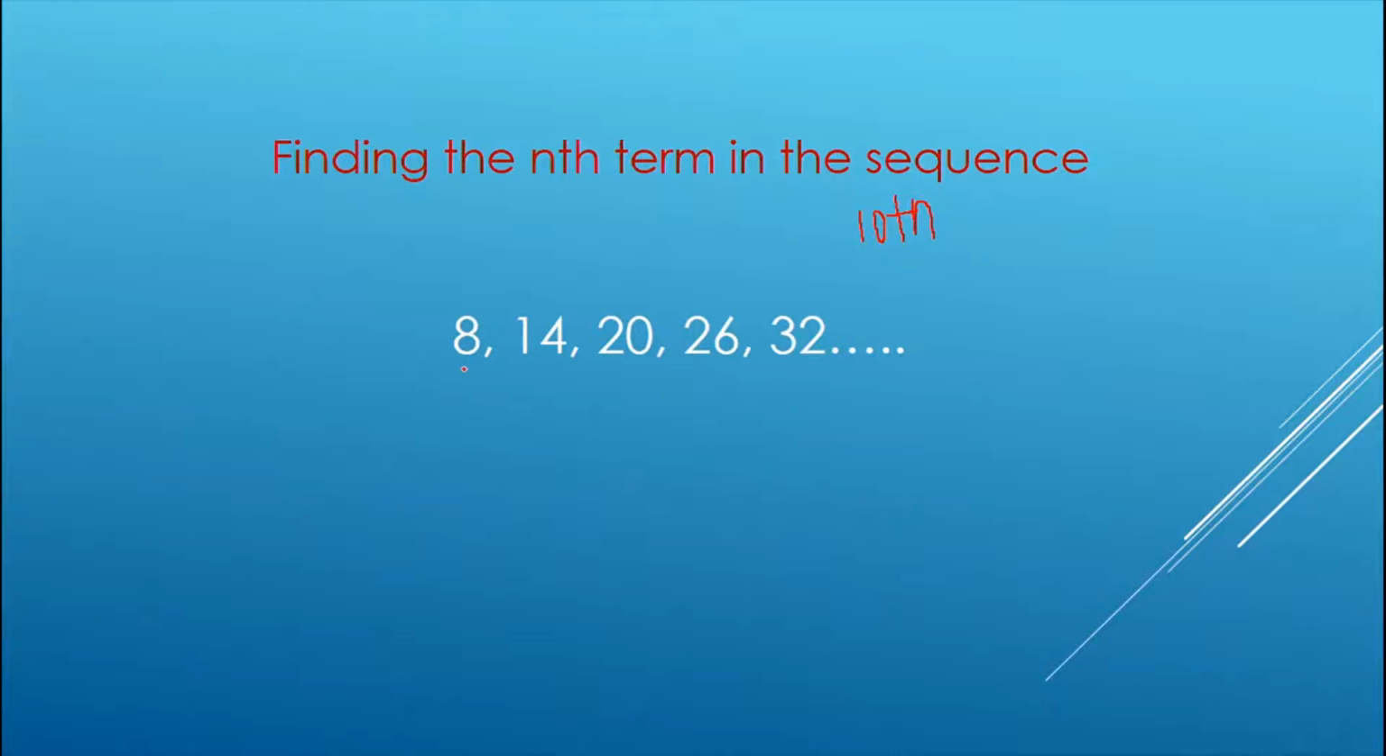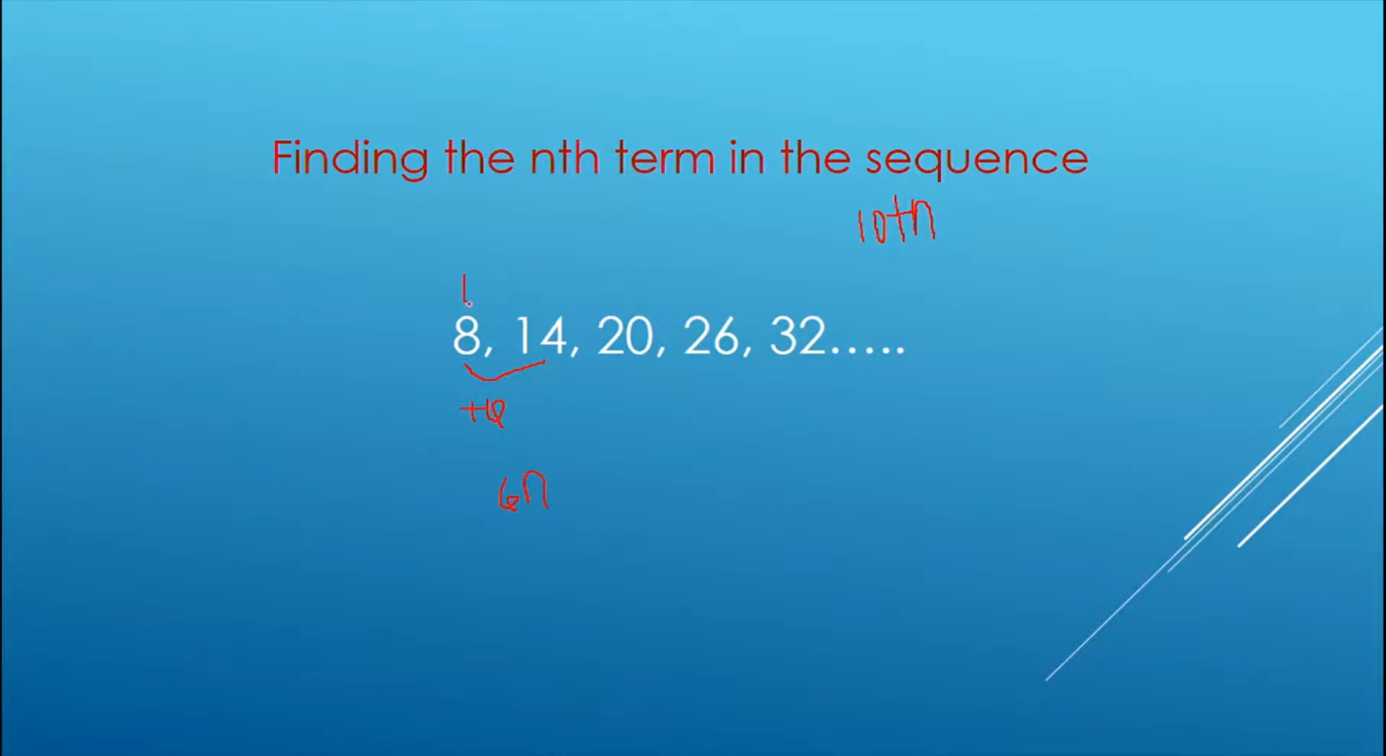We have 8, 14, 20, 26, and 32. Okay, so the pattern here, I guess, is plus 6. It's because 8 plus 6 is 14, 14 plus 6 is 20, 20 plus 6 is 26, and 26 plus 6 is 32. So since the pattern is plus 6, we're going to do the table of 6 here.